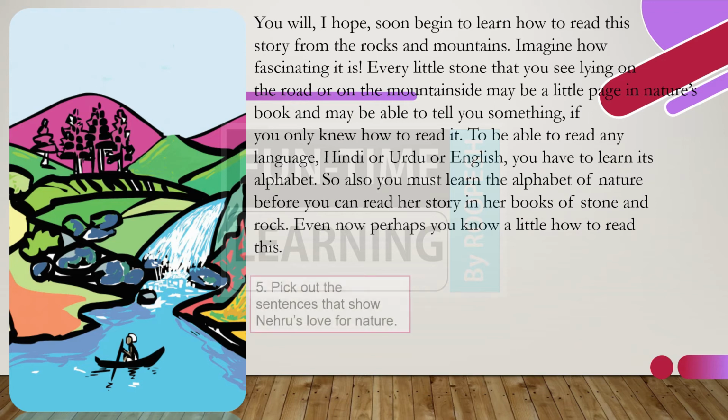So here we have some questions. Question 5 is pick out the sentences that show Nehru's love for nature. Some of the sentences in this passage express Nehru's love towards nature. Look at this sentence. The second line towards the end. Imagine how fascinating it is.